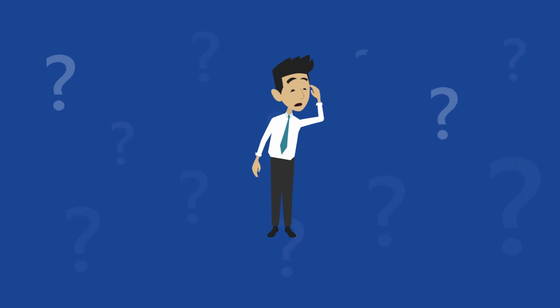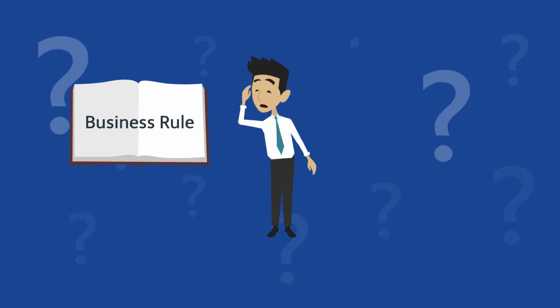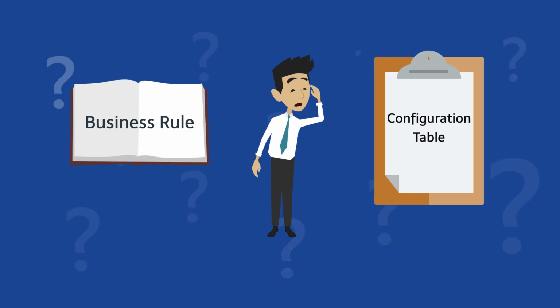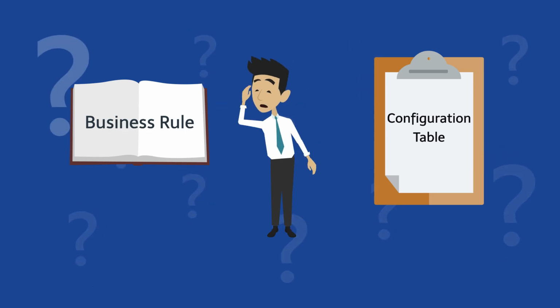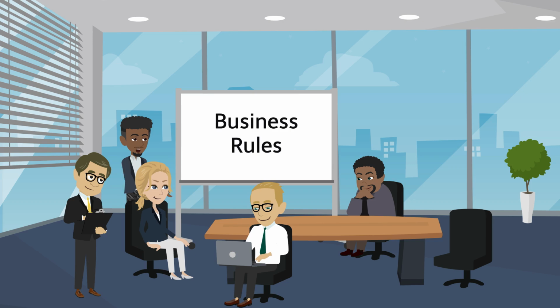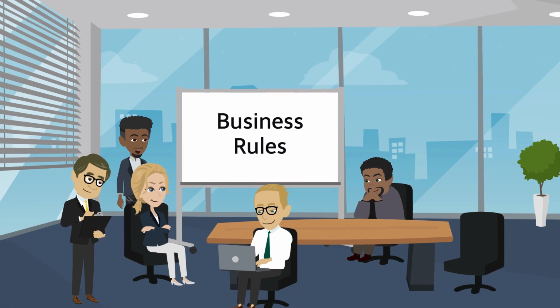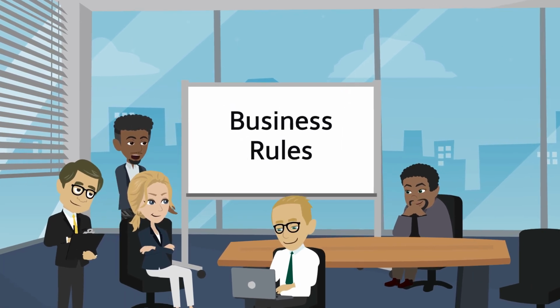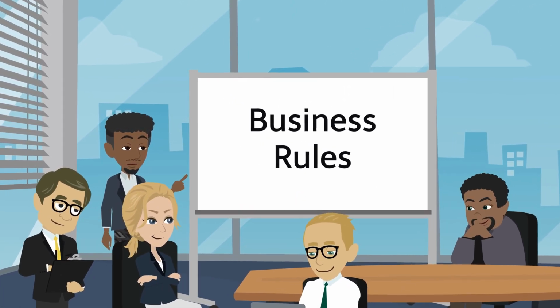The term requirement can sometimes be mistaken for a business rule or a configuration table. Let's take a moment to define and compare these terms. Business rules are statements that define or constrain some aspect of the business, assert business structure, and control or influence the behavior of the business.